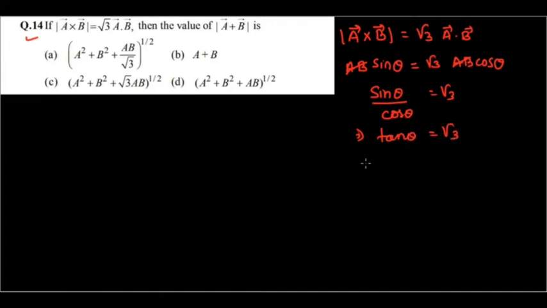If tan theta is root 3, what is the value of theta? Theta will be 60 degrees. We know that tan 60 is root 3. So after getting the value of theta, we have to find the magnitude of A vector plus B vector. So we know that if A and B are two vectors and if theta is the angle between them, then the magnitude of A vector plus B vector is equal to R.